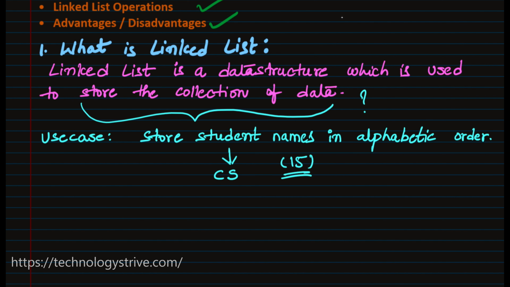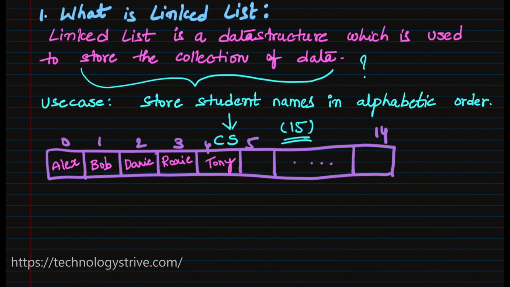Let's assume that initially there are few students already enrolled for the course. Then how does the array look for this data? Initially, assume that already 5 students enrolled for the course and we have already stored them in the array in alphabetic manner. So if you notice, this is already stored in alphabetic manner. Here we have created an array of size 15 because we are assuming that maximum number of seats for this particular course is 15. But currently only 5 students are enrolled for the course.